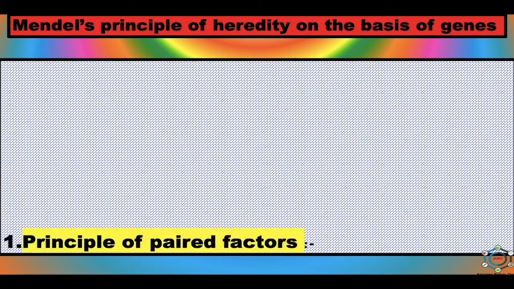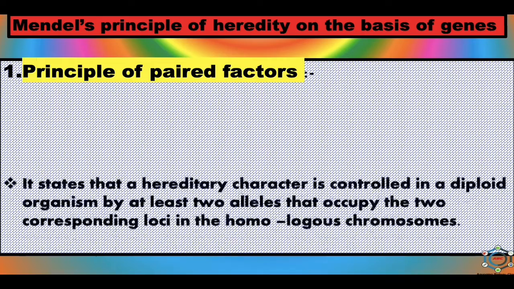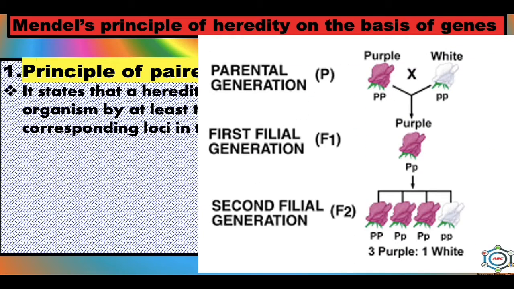So here, the first one is the principle of paired factors. It states that a hereditary character is controlled in a diploid organism by at least two alleles that occupy the two corresponding loci in the homologous chromosomes. So in this picture, you can see the principle of paired factors. An individual receives one allele for a trait from each parent and passes one of the two alleles for a trait at random to each offspring.